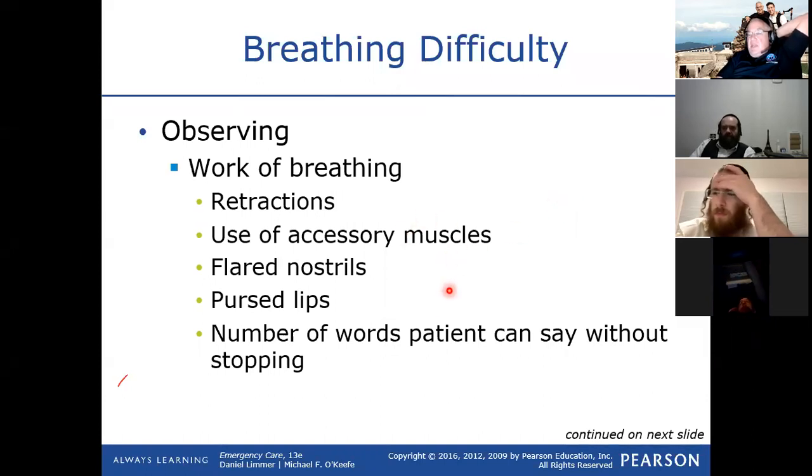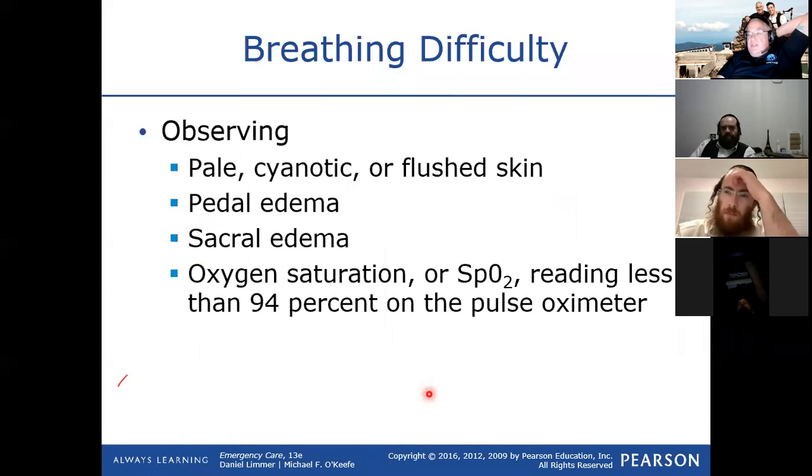Okay, again, patients that can't speak in full sentences would be another sign of difficulty breathing. Late signs, again, where the skin starts to get cyanotic. Pale skin typically is somebody who's cold or somebody who's shocky. So that's not a common thing in respiratory unless it's really towards the end stage. Flushed skin is somebody who's warm.